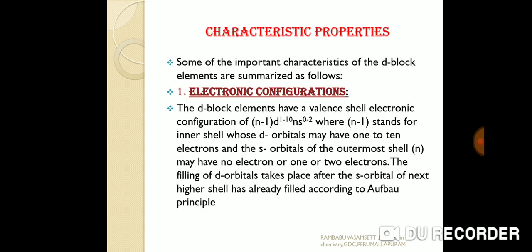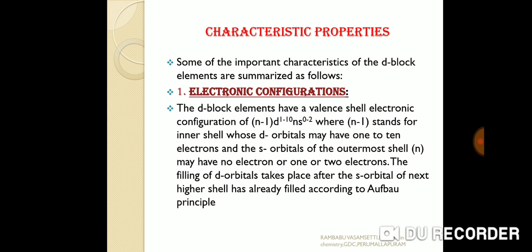Now let us discuss these characteristic properties one by one. First one is electronic configuration. The general valence shell electronic configuration of the d block elements is (n-1)d1-10 ns0-2, where (n-1)d stands for the inner shell's d orbitals, which may have 1 to 10 electrons, and the s orbital of the outermost shell may have 0 or 2 electrons.